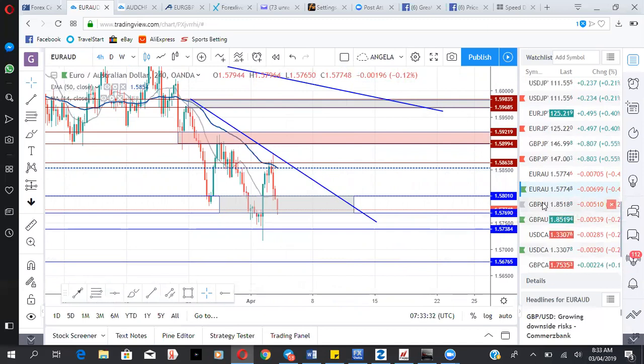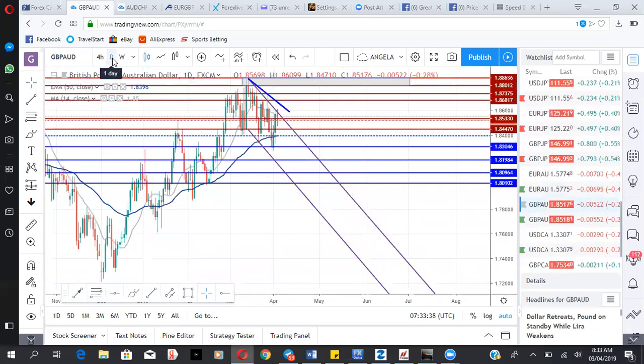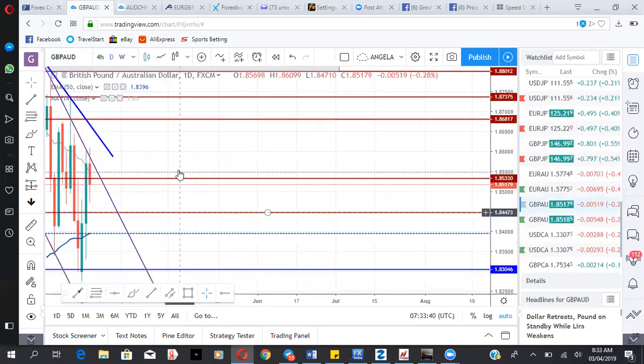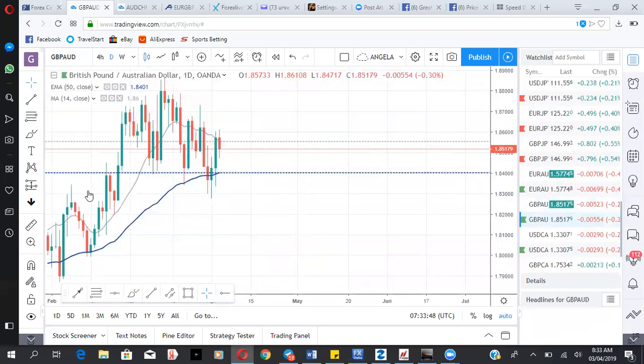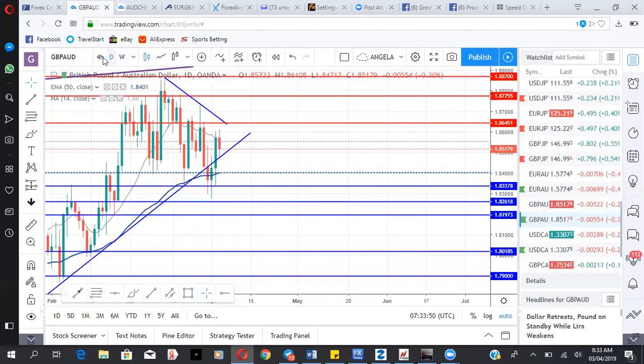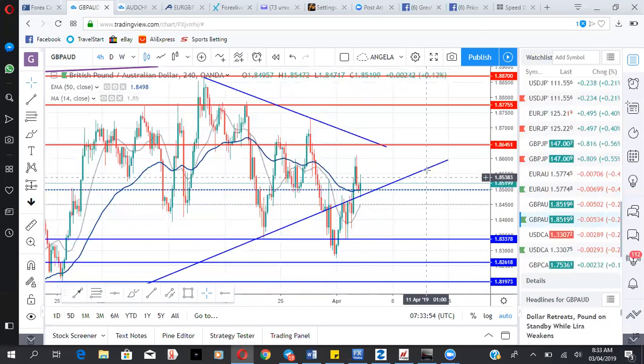The next pair we'll be looking at is the GBPAUD. Looking at the GBPAUD from a daily point of view, it closed pretty bullish yesterday, as you can see, into this falling trend line. Let me see if I have this trend line, this falling channel, on the 4-hour. Let me go back to this page.